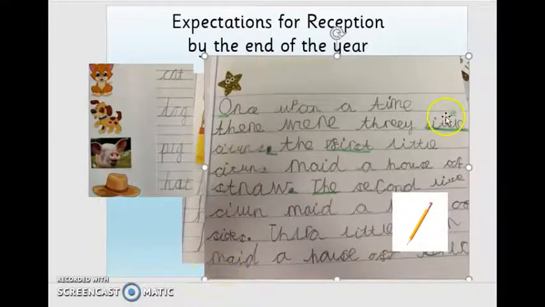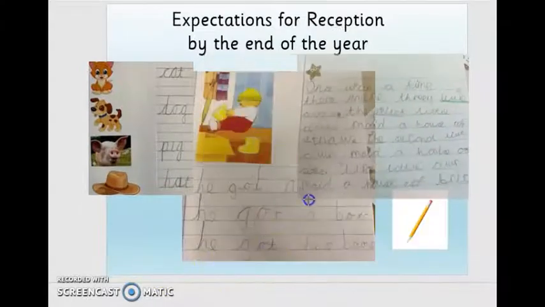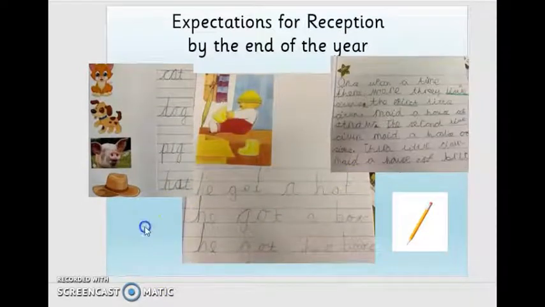Words such as time, there, were, these are actually camera words that we teach in phases 4 and 5. So these ones would need to be spelt correctly if a child was working at an exceeding level in writing. We aim for the children to be sort of at this stage by the end of the year, and working at a greater depth level, this is what we would expect.